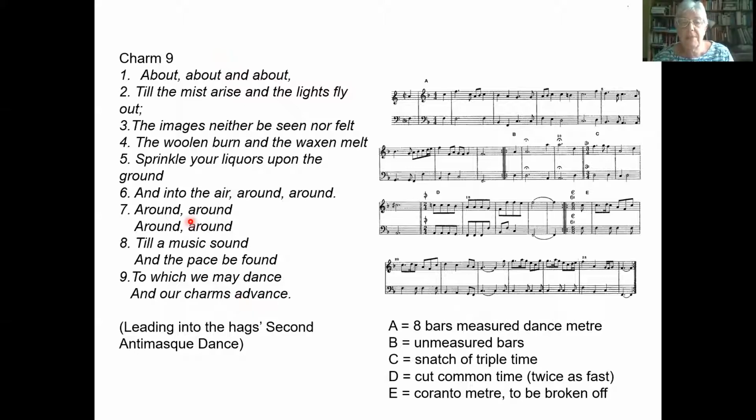Well, this is the way it's typed out, which obscures the fact that there are actually 9 lines, therefore 9 double steps. And at the last stage, it becomes around, around, around, around. So you can see that they're moving till a music sound and the pace be found to which we may dance and our charms advance. So they're speaking, they're moving, and then suddenly they're dancing, because this is the same rhythm as section A, to which we may dance and our charms advance. Da dum ba da da da da da da.